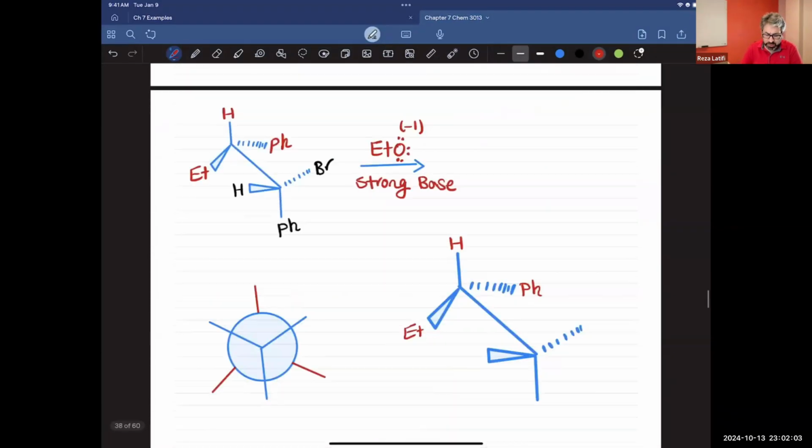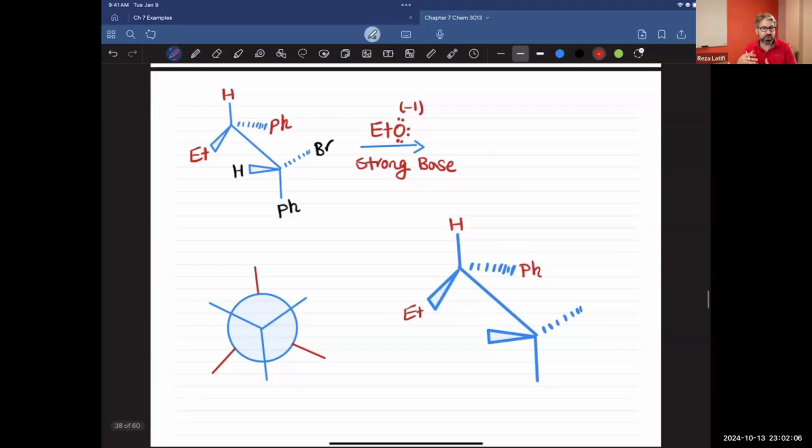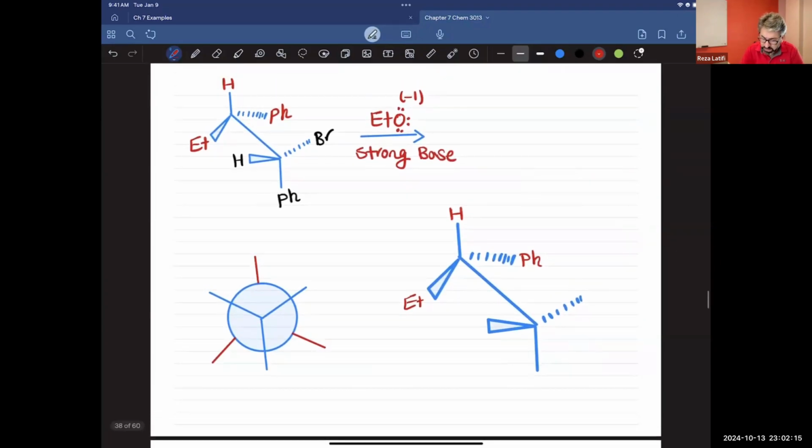What will happen if the leaving group is not in anti-position? Then what do I need to do? So let's draw the Newman projection. For right now, we have bromide here, and then we have phenyl there. This is hydrogen. In the back we have hydrogen. What else? Ethyl is there, and phenyl is here. Now the front carbon will be the alpha carbon, and the back carbon will be the beta.